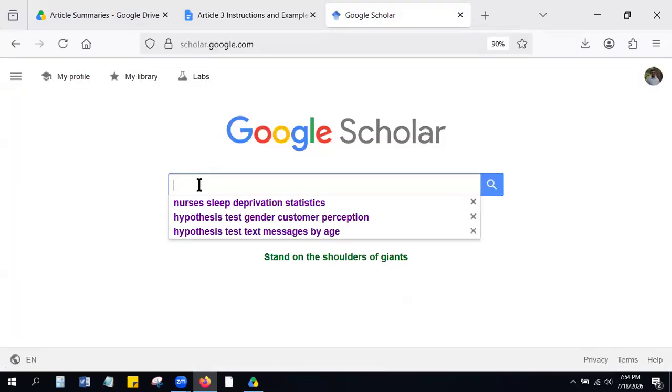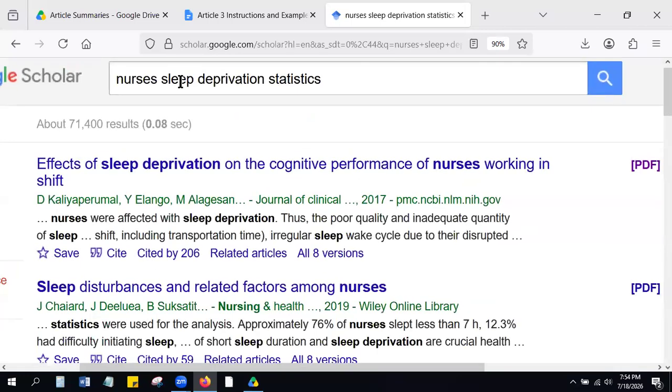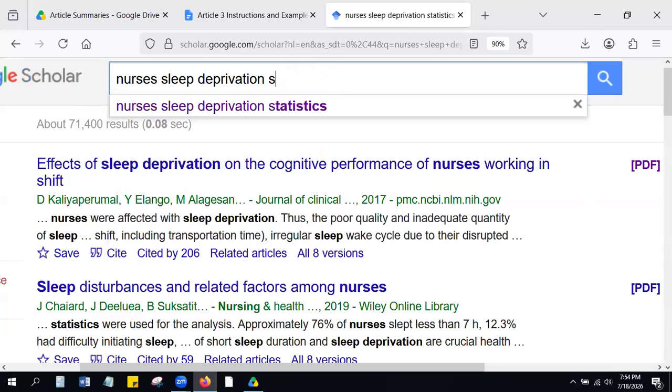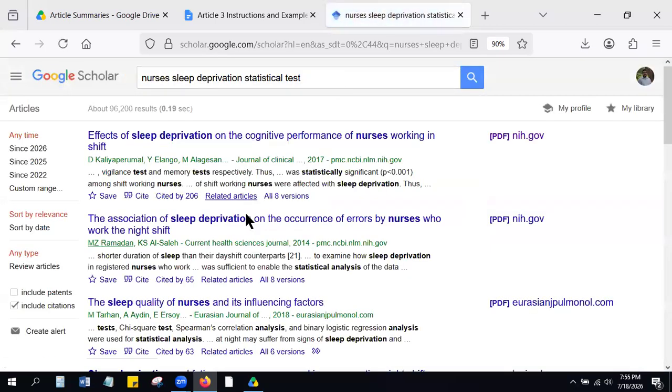So let's say I'm doing, I already have it actually here. Oops, went through too fast. I did nurses, sleep deprivation, statistics, or you could also put statistical test or hypothesis test. Because if you put only statistics, then it's going to find stuff like percentages, averages, correlations. But we want something that's got p-values in it.